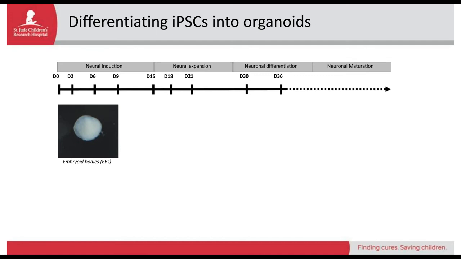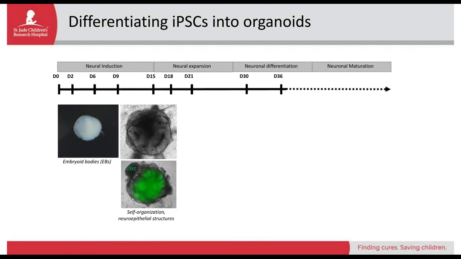The embryoid bodies, basically the cells of the embryoid bodies, depending on the growth factors and cytokines and inhibitors provided in the media, will undergo regionalization and cell fate specification, and they will proliferate into these self-organizing neuroepithelial structures that have a lumen and are surrounded by region-specific progenitors, and they have an apical basal polarity.